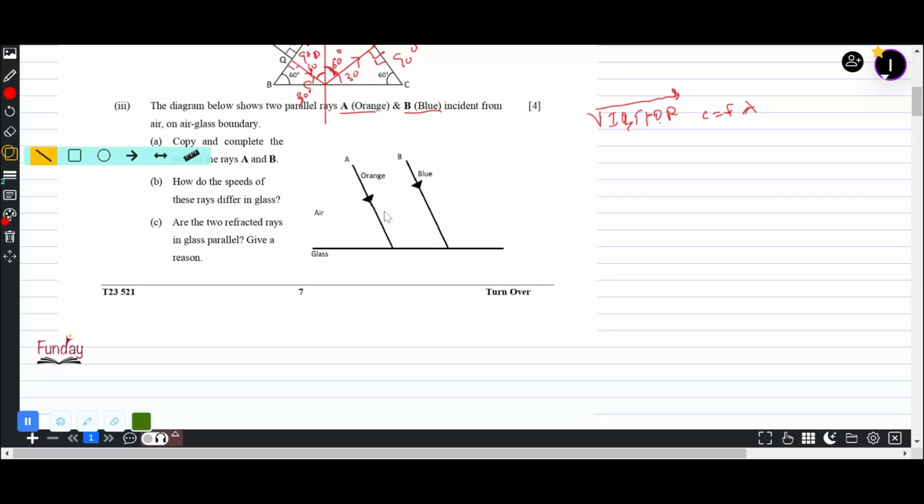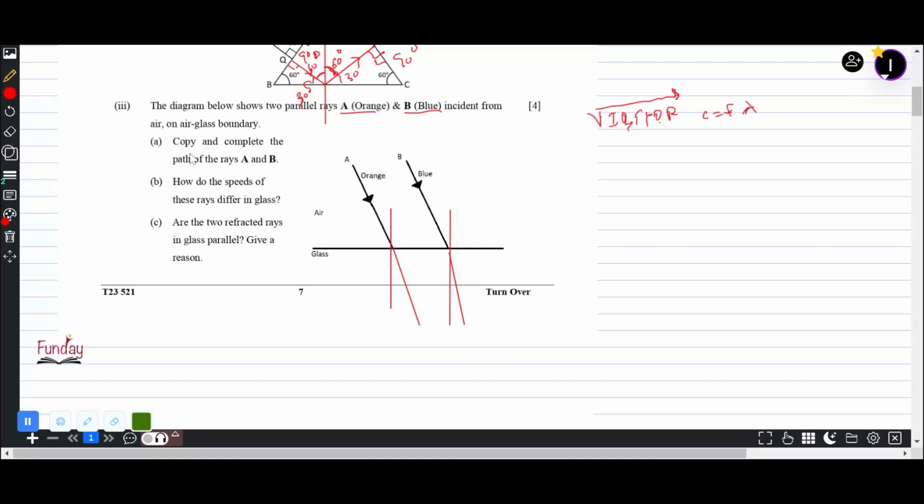We'll learn through a diagram. We'll draw a 90-degree line from here, and another 90-degree line from here. Lesser than 90 degrees. That means orange will deviate a little less because of higher speed. It will deviate but not much. And blue will deviate slightly more. It will bend slightly more towards the normal. So this is what is happening.